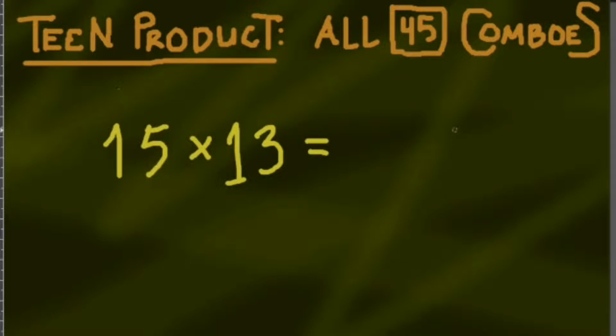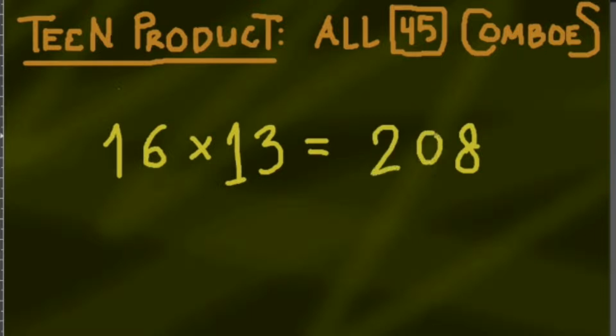15 times 13. This becomes 5. 15 plus 3 is 18, plus 1 is 19, so 195. 16 times 13. This becomes 8 with carry of 1. 16 plus 3 is 19. 19 plus 1 is 20. So 208.